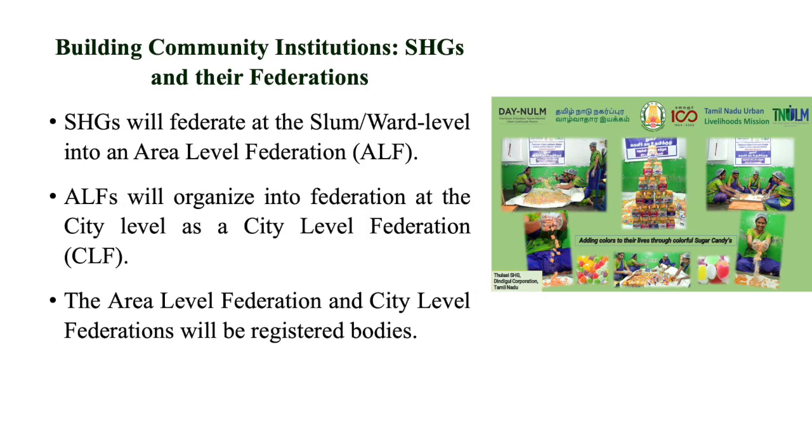So, under this particular component, we also have building community constitutions of self-help groups and their federations. Self-help groups will federate at slum ward level into an area level federation, what we call ALF. These area level federations will organize into federations at the city level. These two federations will be registered bodies under this mission.